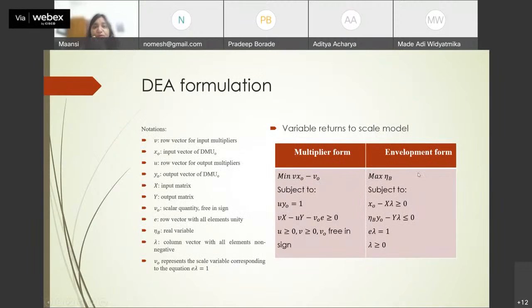So I will not be going into the mathematical formulation of DEA. I've just presented them over here in terms of their primal and dual forms, their multiplier and envelopment form.